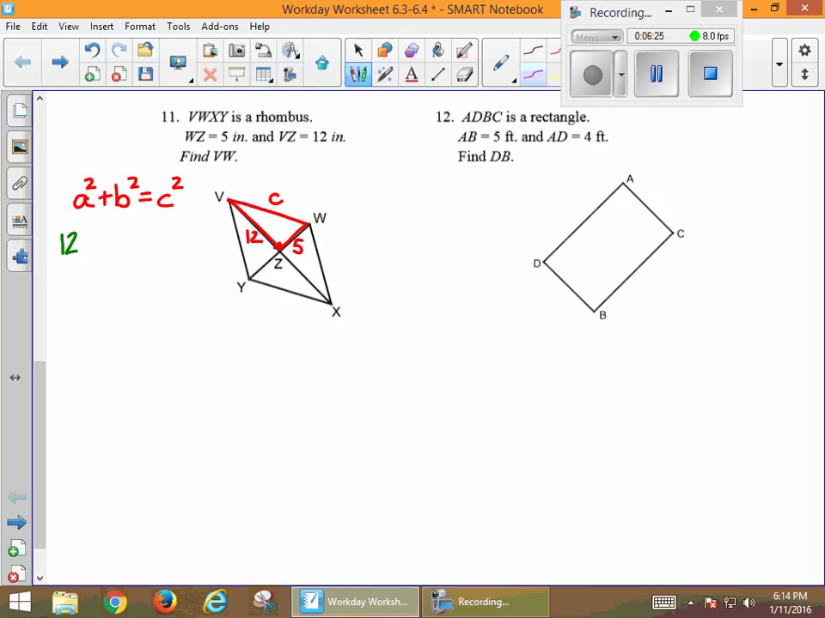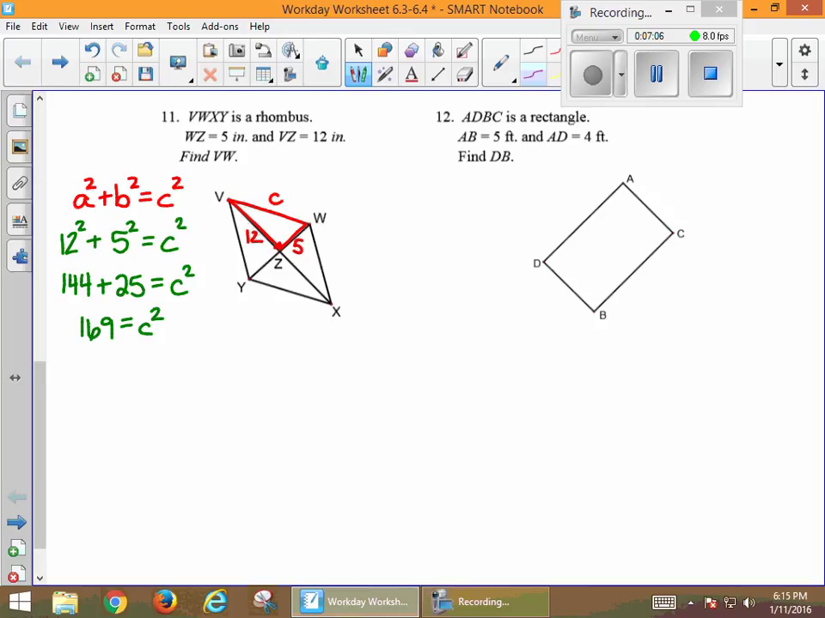So 12 squared plus 5 squared equals c squared, where c is the length of VW. 12 squared means 12 times 12, which is 144. 5 squared is 5 times 5, which is 25, equals c squared. 144 plus 25 is 169, equals c squared. And I hope that you are all watching this video and smiling a little bit, because 169 is a very special number called a perfect square. 169 is the perfect square of 13.